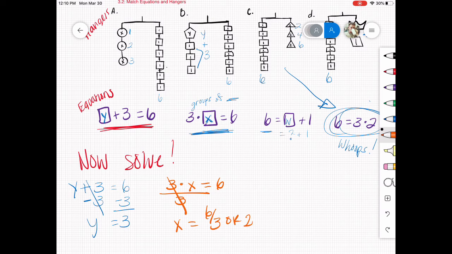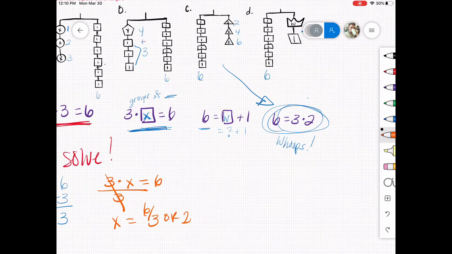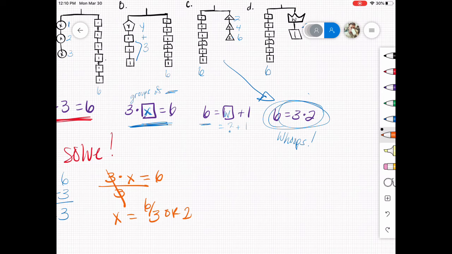Equation number 3, 6 equals w plus 1. Going back to equation 1 where we took away on each side, we're going to subtract 1 from each side, leaving us with w. 5 equals w. And then our whoopsies. I already solved it, so we don't have to talk it through.